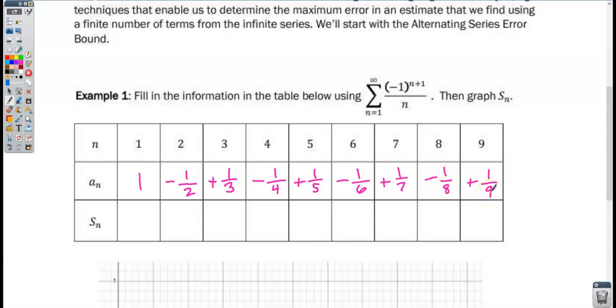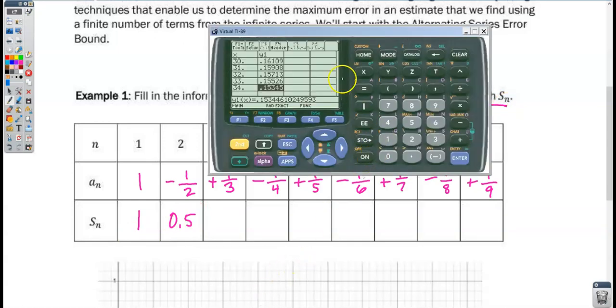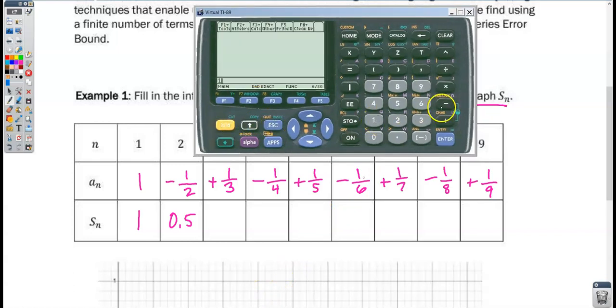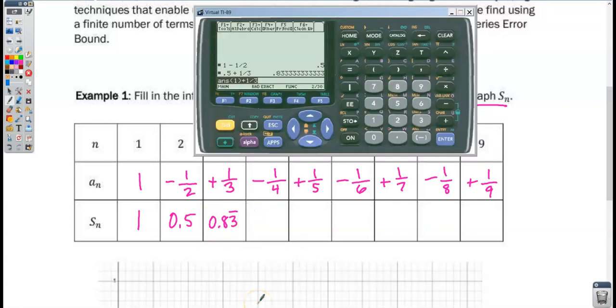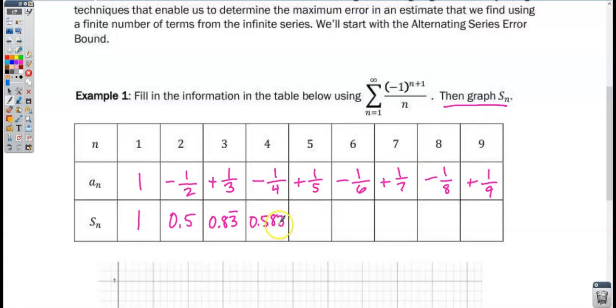Along the way, I'm going to use my calculator to get the partial sums here, using decimal values, because after we have the partial sums, we're going to graph them on our coordinate grid below. So let's go ahead and do that. We've got 1 minus 1/2 plus 1/3. So the next partial sum is 0.83 repeating. And then we're going to subtract 1/4. That's 0.583, the 3 repeating.